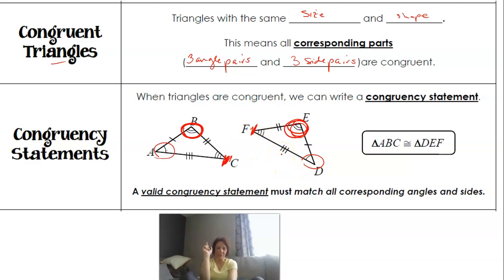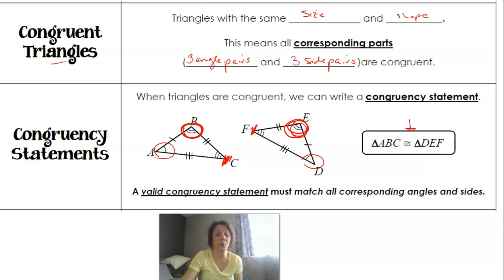Okay, so here's the first thing we have to talk about. We're not always going to be given a picture. What we're going to be given is something like this, right? This is called a congruency statement. Now, you might glance at that and say, oh, it's just telling me two triangles are congruent, right? Triangle ABC is congruent to triangle DEF. But there is a ton of information inside of that statement.